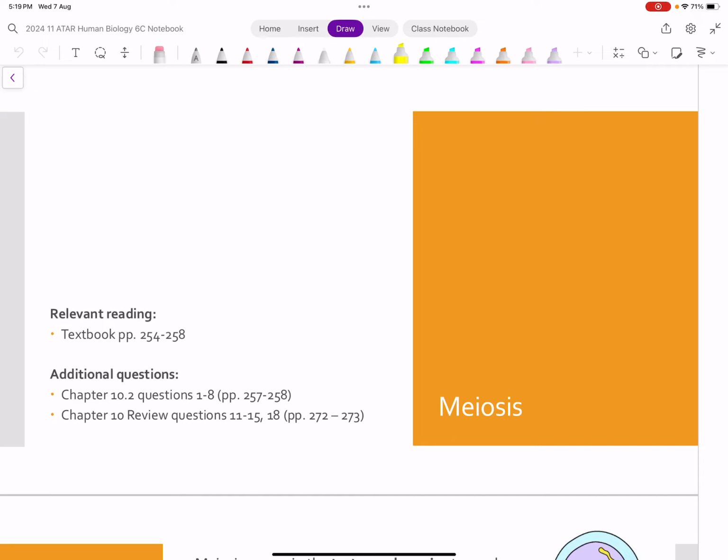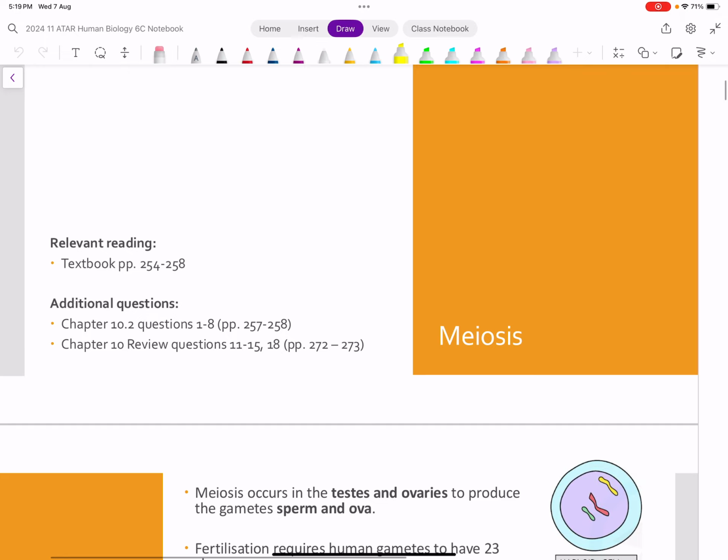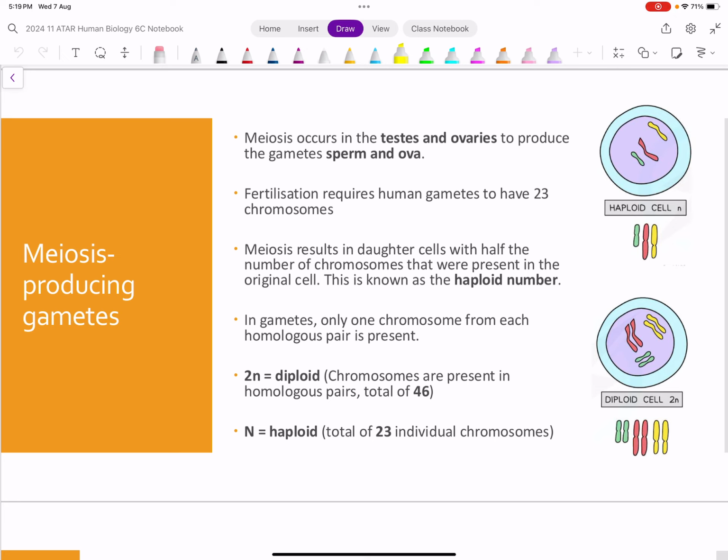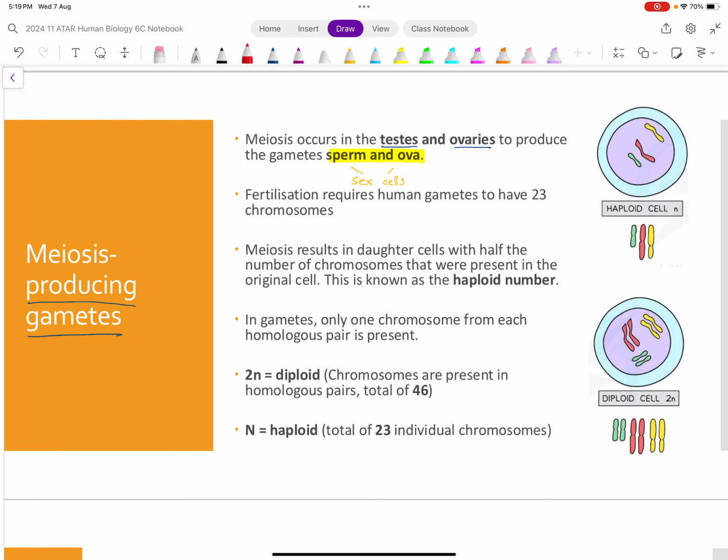Following on from our prior lesson on mitosis, today we are going to have a look at meiosis. Now, meiosis is another form of cell division with the main purpose of producing gametes. When we talk about gametes, our examples are the sperm and ova. Sperm and ova are the sex cells which originate from, in males, the testes, and in females, the ovaries. These gametes are required in order for the process of fertilization to take place.